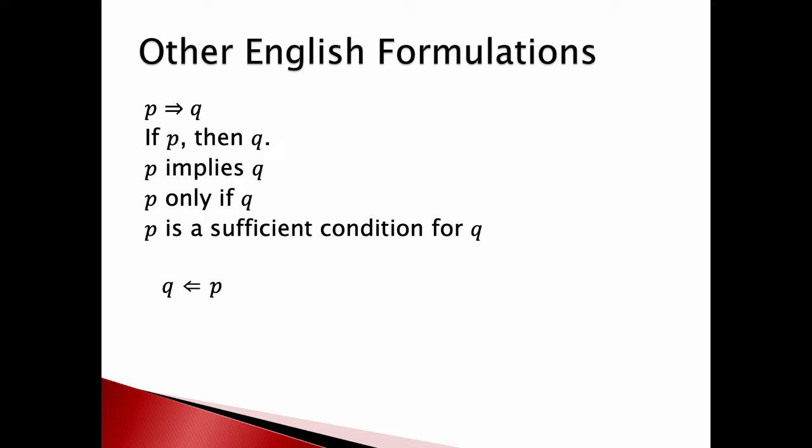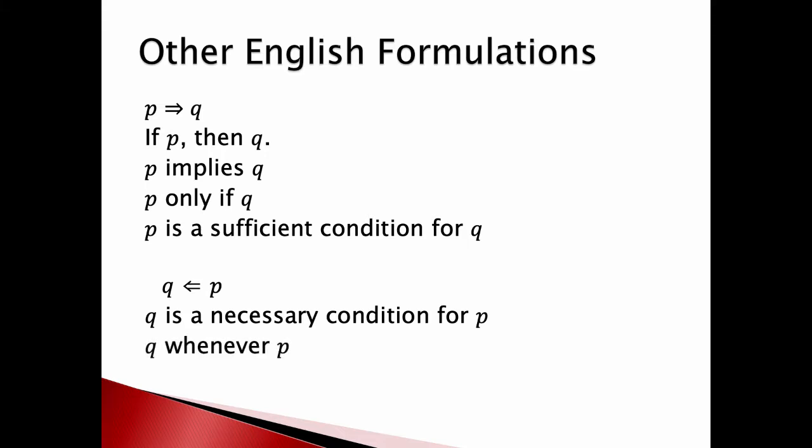If we think about this from Q's point of view, you might say this as Q is a necessary condition for P. In other words, Q happens whenever P does. So we will go to the World Series whenever we win today's game, right? Or we will go to the World Series provided that we win today's game. All those are exactly the same thing in English.